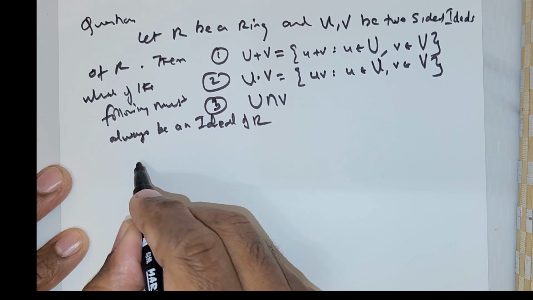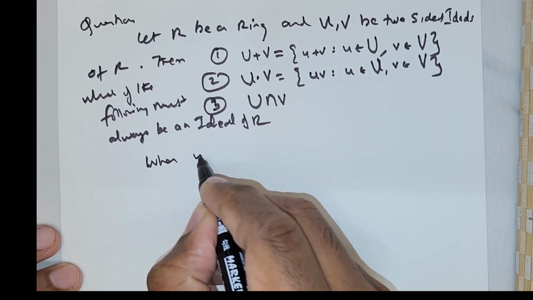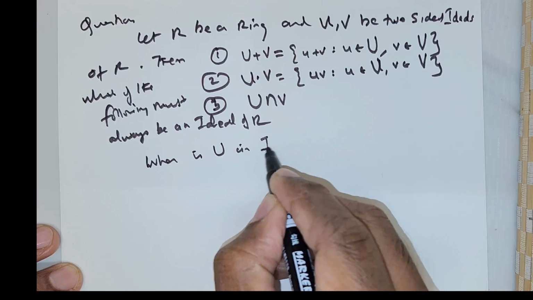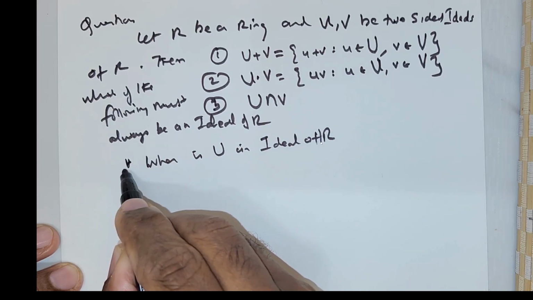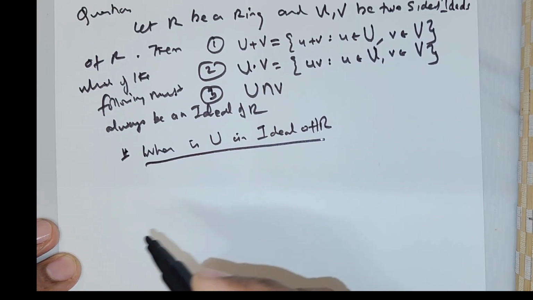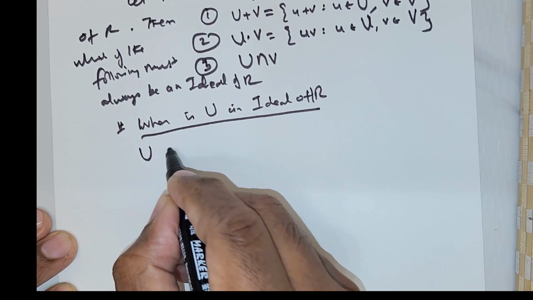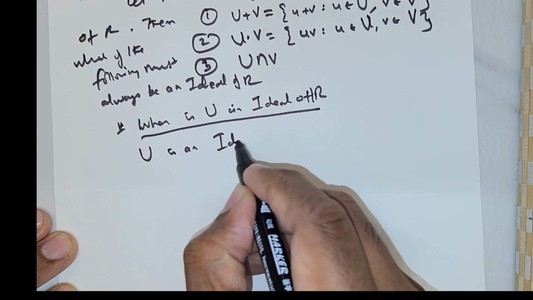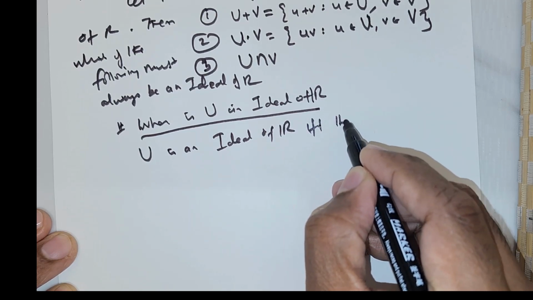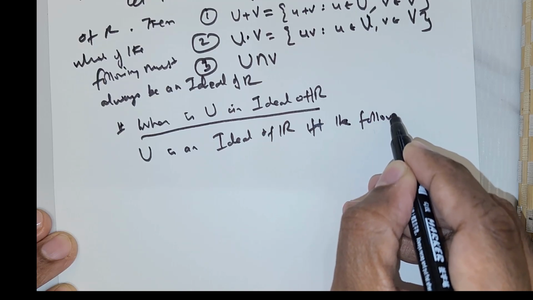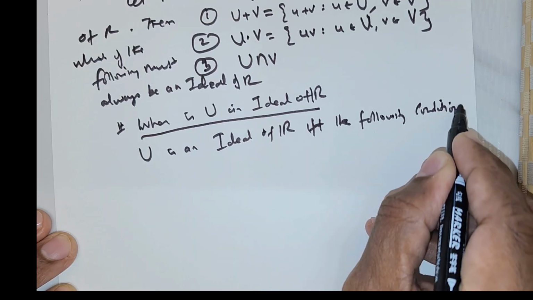Okay, now we have to know when is U an ideal of R. This is a very important definition, or the concept check we will have to run. U is an ideal of R if and only if the following conditions hold.